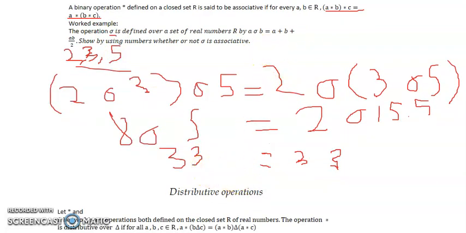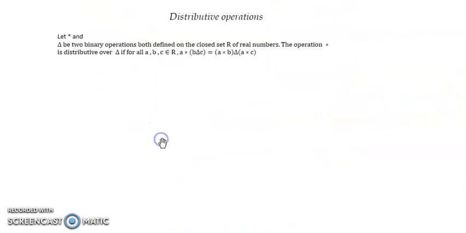Now let's look at distributive operations. Let star and delta be binary operations, both defined on the closed set R of real numbers. The operation star is distributive over delta if for all A, B, C, which are all members of R, A star into bracket B delta C is equal to A star B, into delta, into bracket A star C. So this is all for the distributive operations.